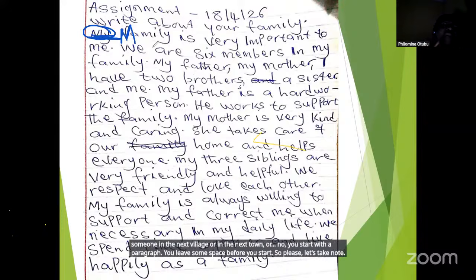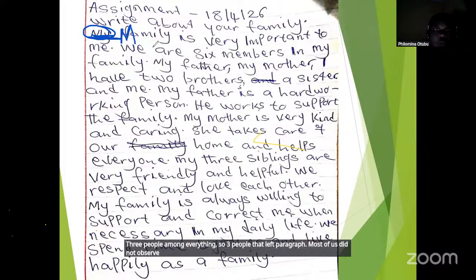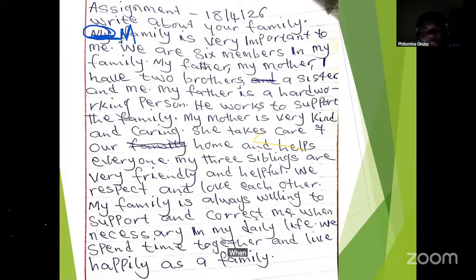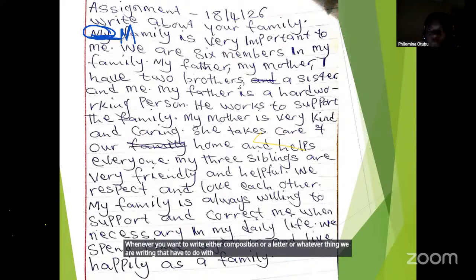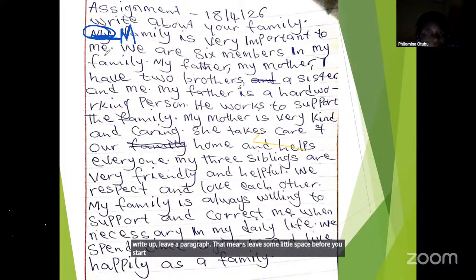I think among all the assignments I checked, it was just 3 people that left a paragraph. Most of us did not observe the paragraph. So please, let's take note of that. Whenever you want to write a composition or a letter or whatever has to do with a write-up, leave a paragraph. That means leave some little space before you start writing.